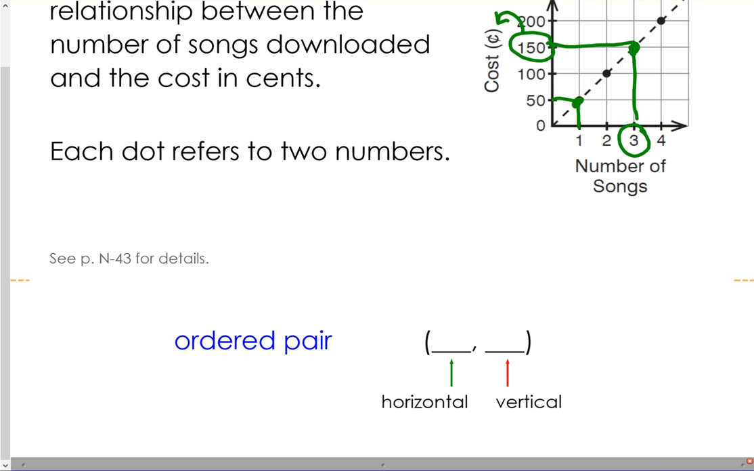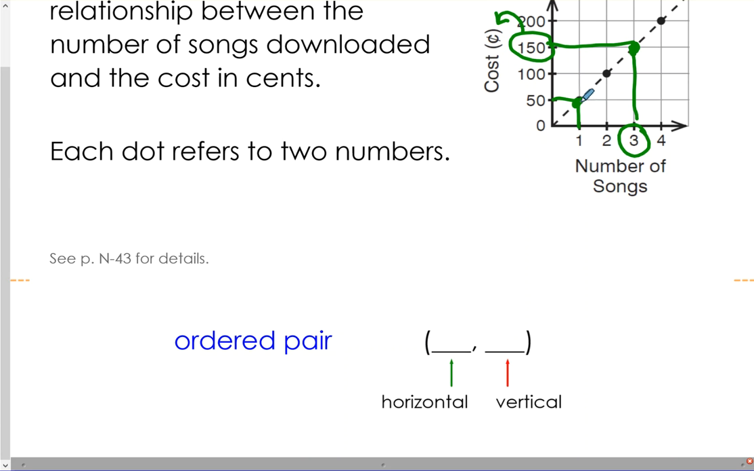Mathematicians around the world have agreed to give the location of a point on a grid by 2 numbers in parentheses or brackets. The first number is always the number above which the point is on the horizontal number line, and the second number is the number to the left on the vertical number line.